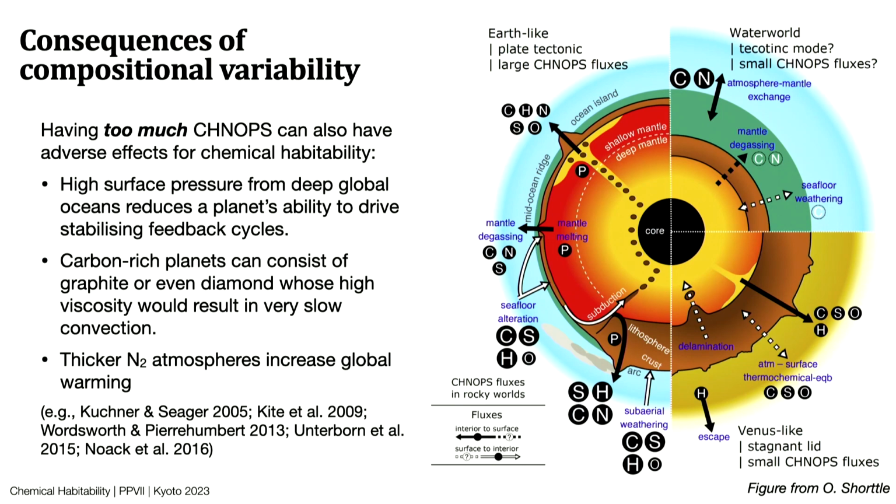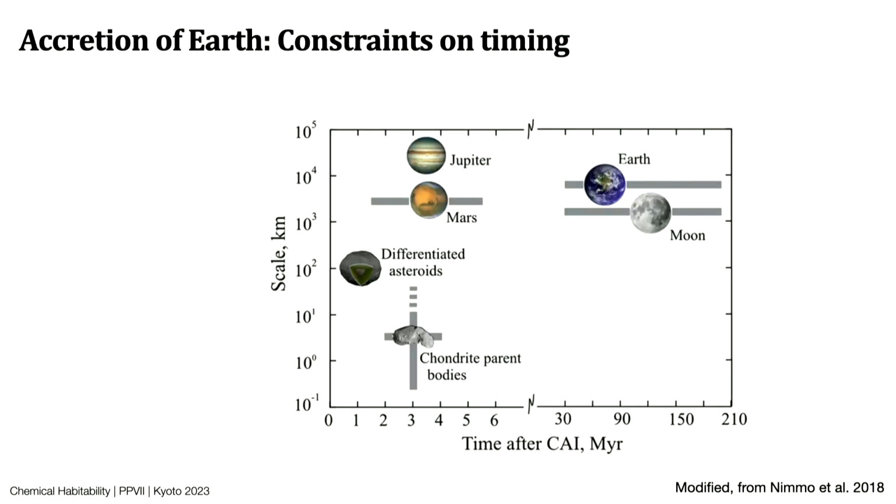All right, so I talked about Earth over its lifetime and presently, but what about how it formed? When and where did these SHNOPS elements come from? Just giving a quick orientation timeline, we start roughly at T0 with CAI formation. These are the oldest nebular condensates.